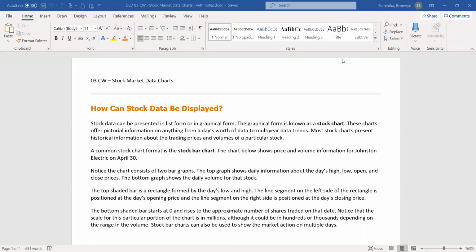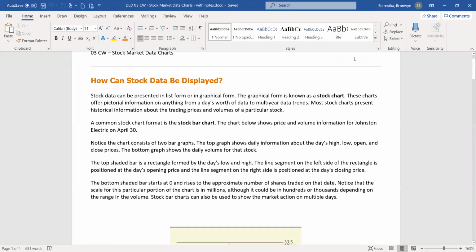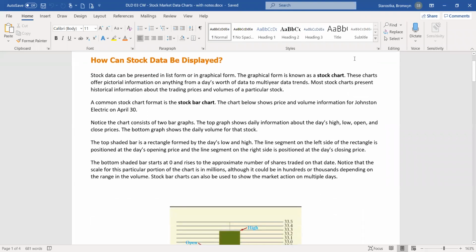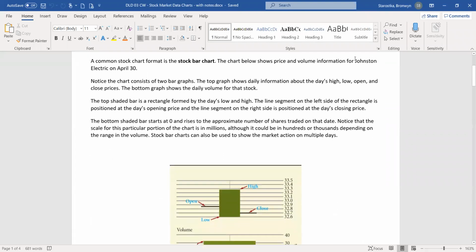All right, good morning. We're going to talk about stock market data charts today in this video. The graphical form of stock data can be presented in a couple of different stock charts, and a common one is the stock bar chart, shown below for Johnston Electric on April 30th.